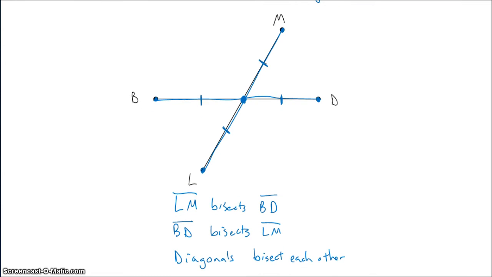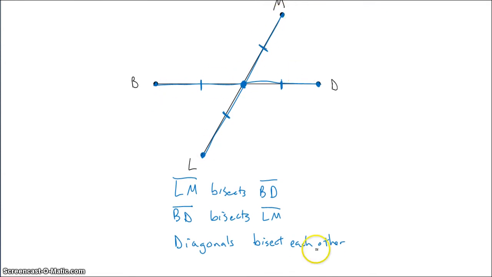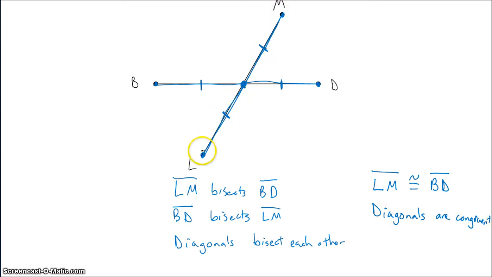In my third example, the parts that make up each diagonal are congruent to each other, so I can say that LM is congruent to BD. Because my entire length LM is congruent to BD, the conclusion I can say based on that is that my entire diagonals are congruent. When I make that statement that my entire diagonals are congruent, I'm talking about my entire length from L to M and from B to D. Not just parts, but the entire thing.